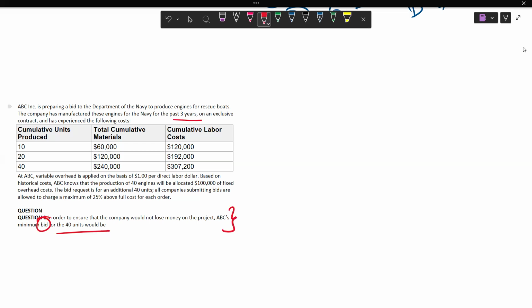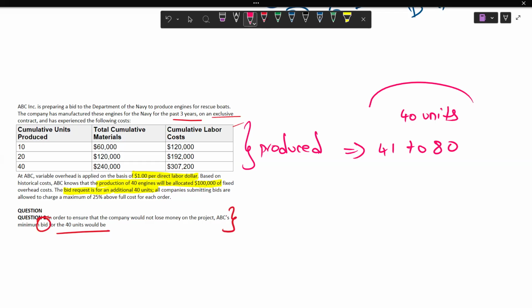For the next 3 years, the exclusive contract is there. The overhead is applied at $1 of direct labor based on historical cost, with a production of 40 engine units, so 100,000 production. The bid is a request for an additional 40 units. You need to understand what has already been produced. So you need to make the production for units 41 to 80, so 40 units will be the next additional. So what will be the minimum cost to fix?